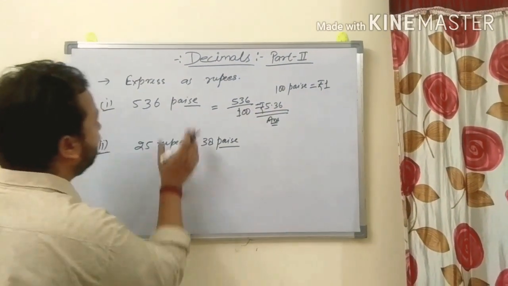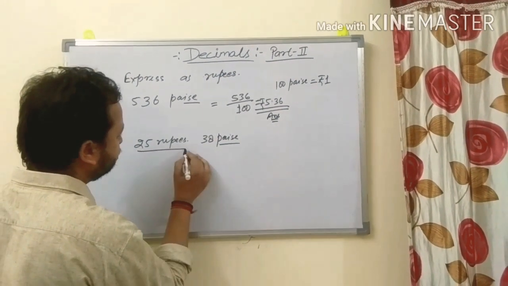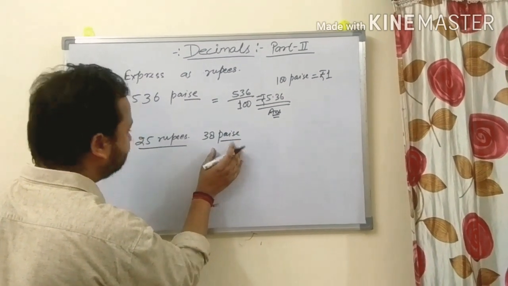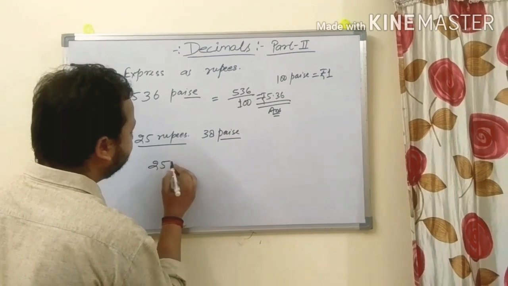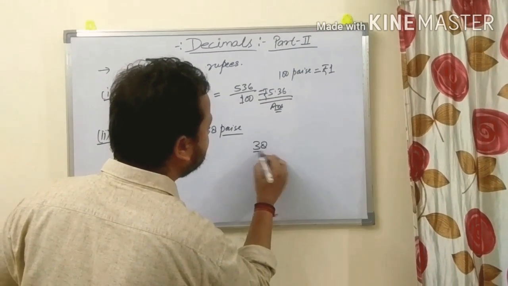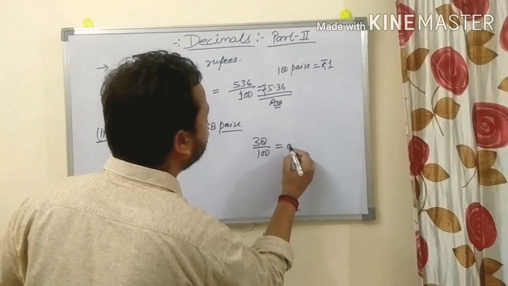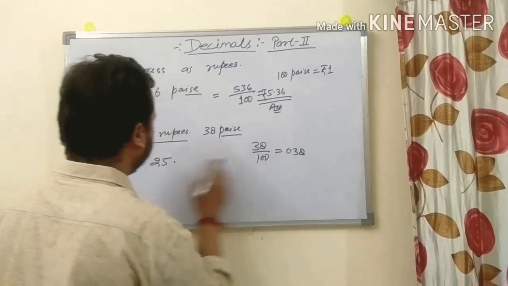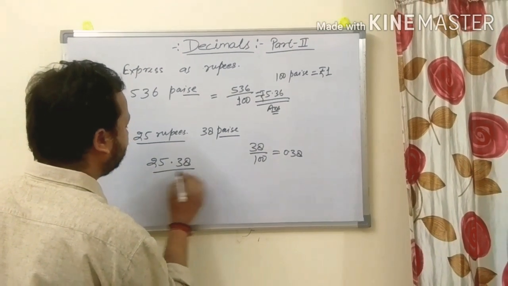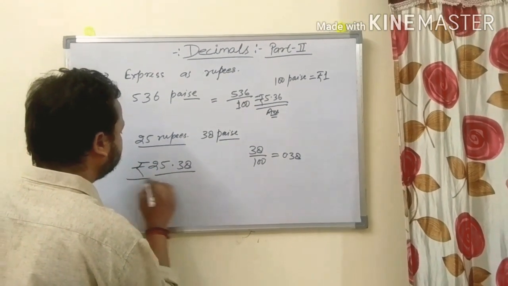And in this part we have to express it in rupees. This is also given in rupees, so we have to convert only the 38 paise. So 25.38, 38 paise means 38 divided by 100, that equals 0.38. Add it to it, so 25.38 rupees.